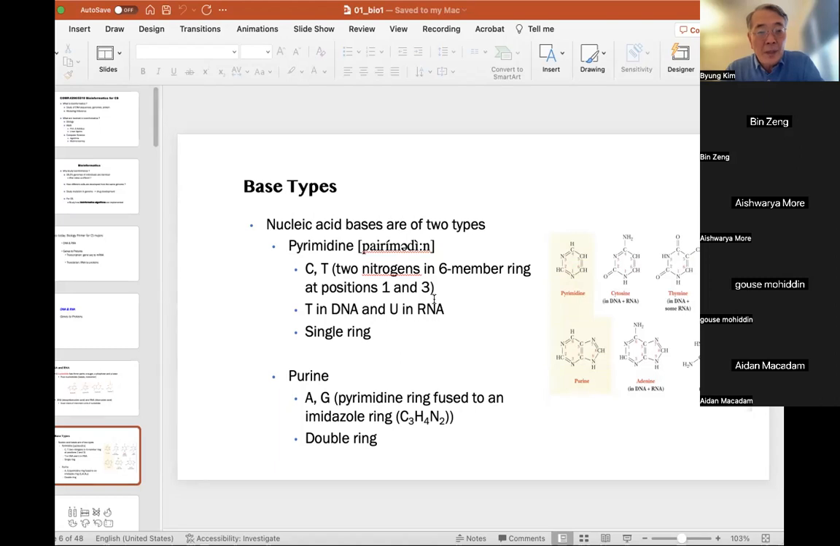So the pyrimidine has a single ring, as shown in the model, and the purines A and G both have double rings. So A and G are somewhat heavier than C and T. And because of this, the combination will be slightly different, as we'll see later on.